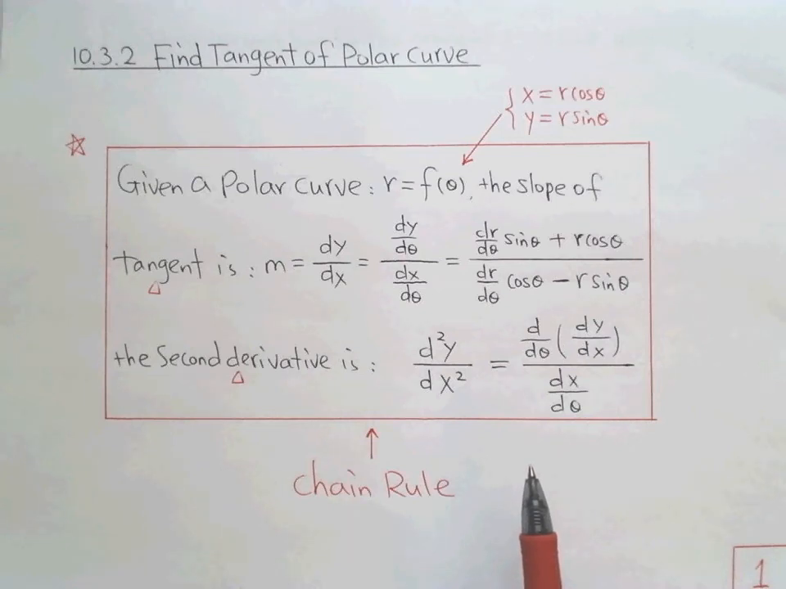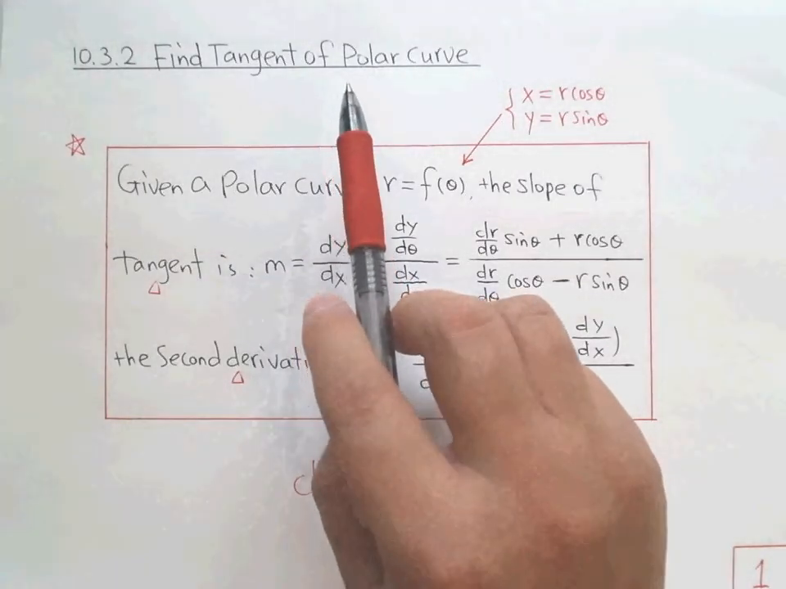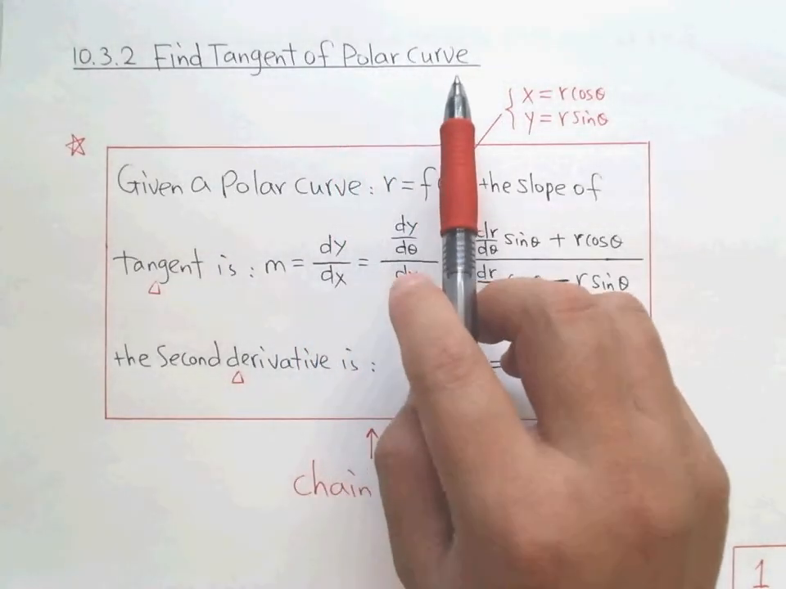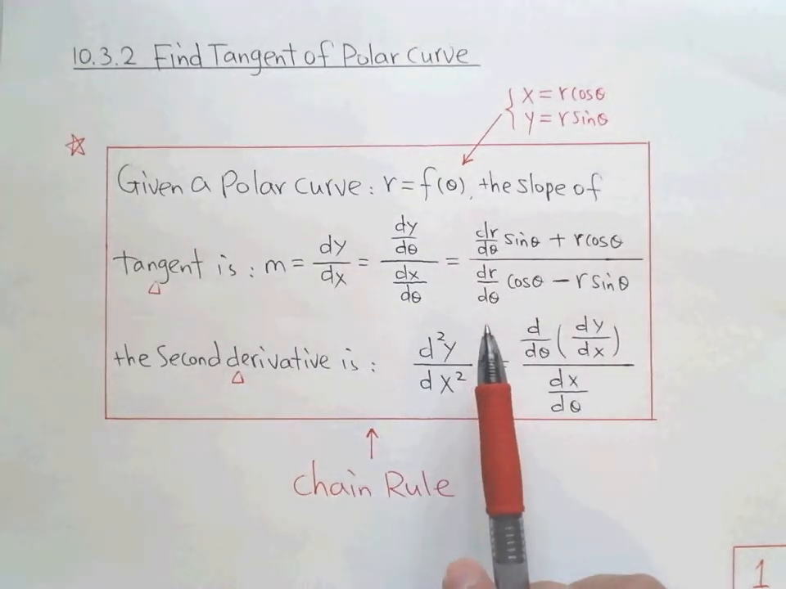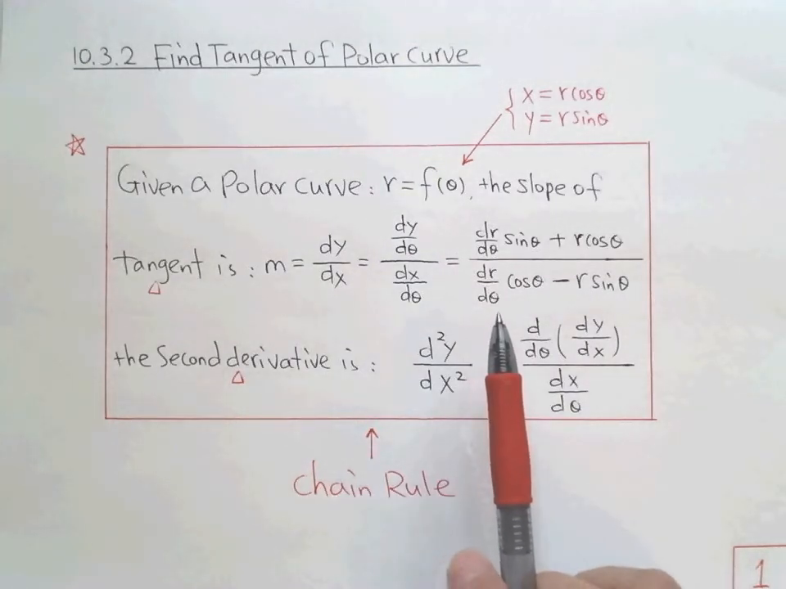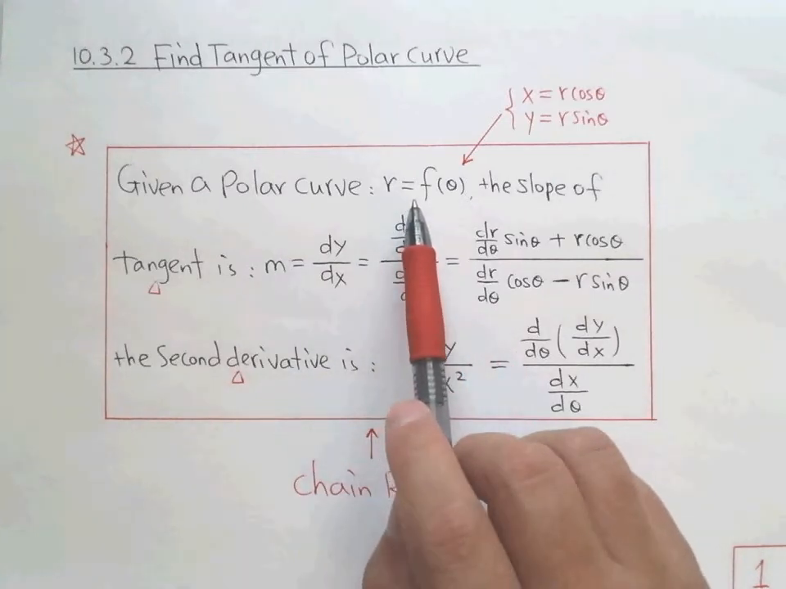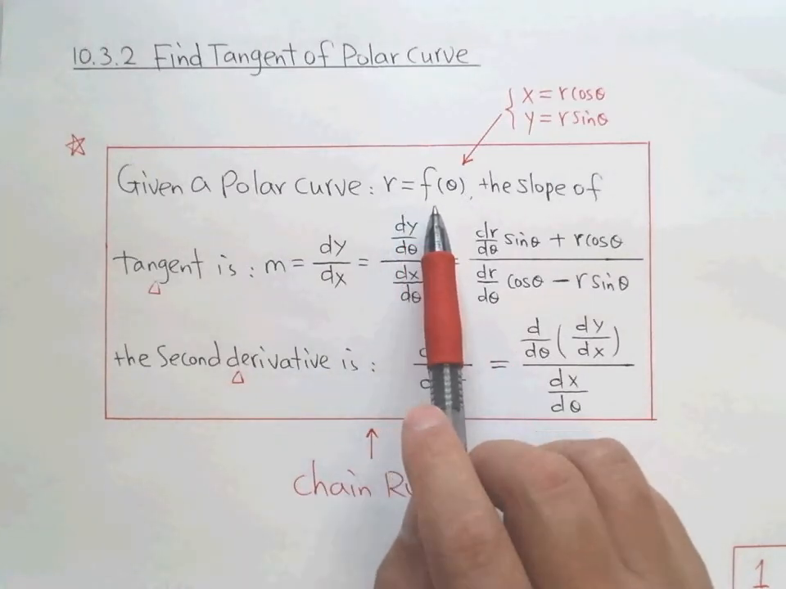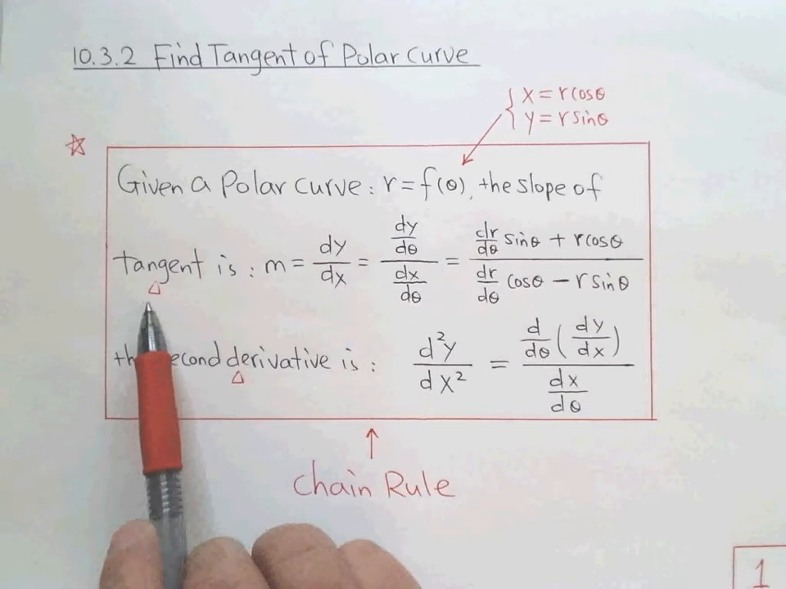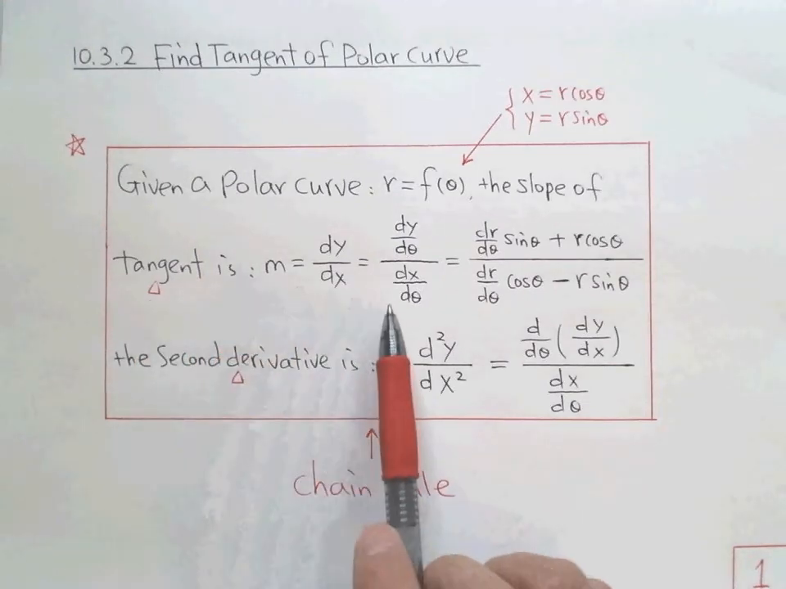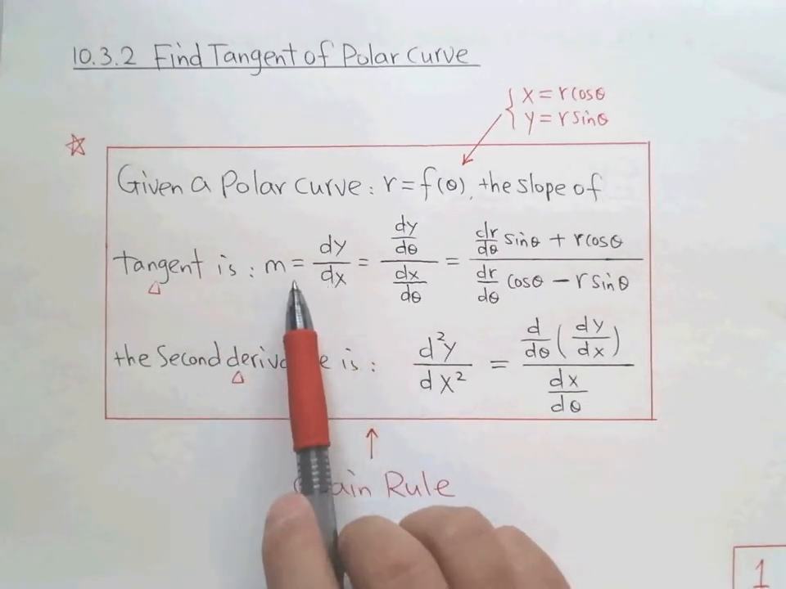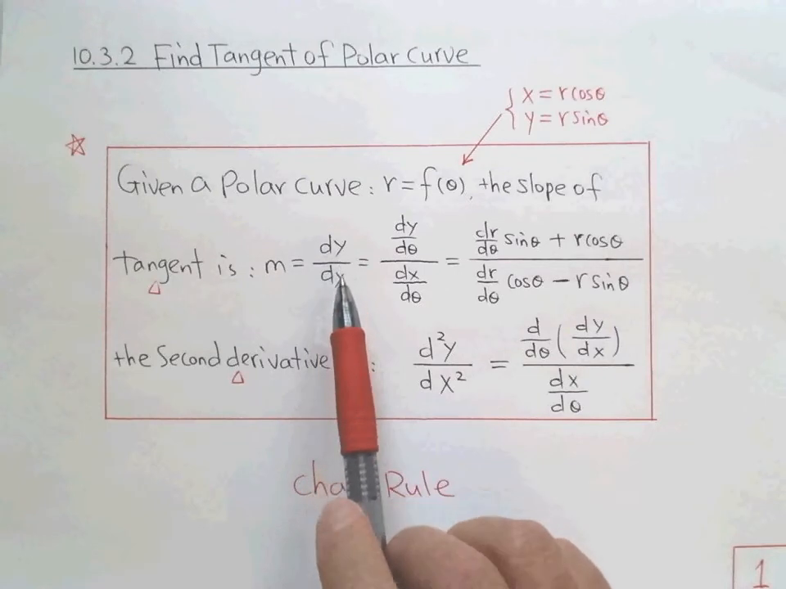In this lecture, we are going to find the tangent line for a polar curve. Here is the summary. To find the tangent line, we need to find the slope, right? So suppose we have the polar curve, the polar equation here, and what is the slope of the tangent line? The slope of the tangent line is the derivative of y with respect to x. What we need is dy/dx.